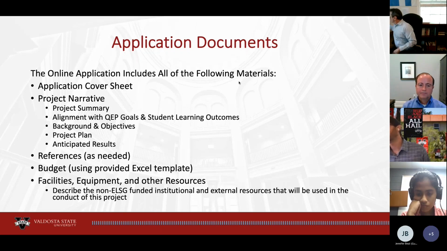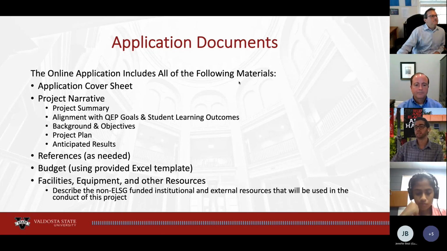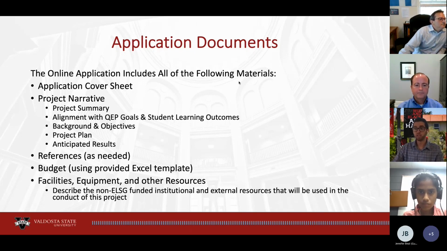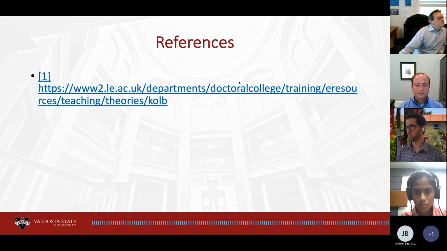With the application documents, it's going to ask you to provide a cover sheet, different areas of a project narrative, references if you're using them, a budget, and use of existing equipment and resources as well. And I'll show you in just a moment what this looks like on the application side of the house. And we're going to ask again the same exact deadline as the endorsement application. Everything's going to be due September 30th.